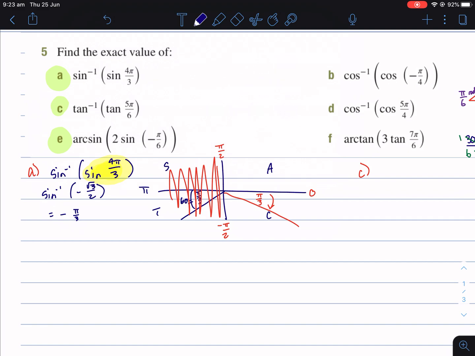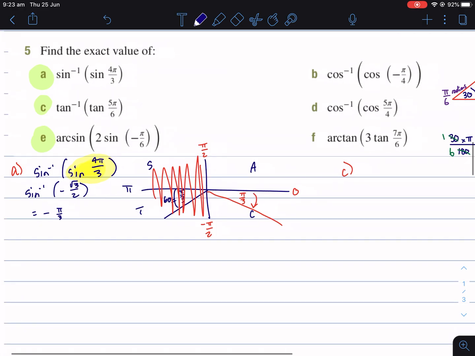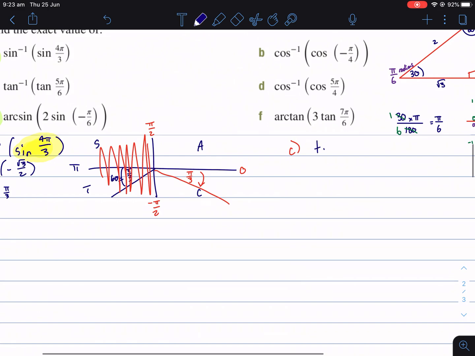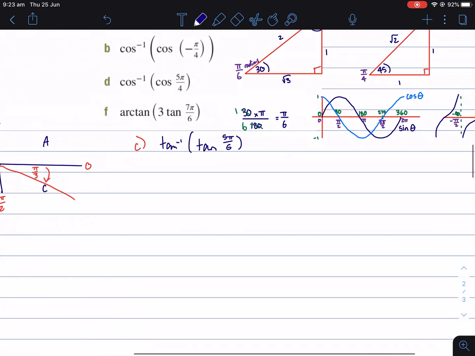Question C. Arctan of tan 5 pi on 6. Now 5 pi on 6 is pi on 6 back from just pi, isn't it? Because it's pi on 6 less than pi, because pi is 6 pi on 6. So we're going back pi on 6, which is 30.